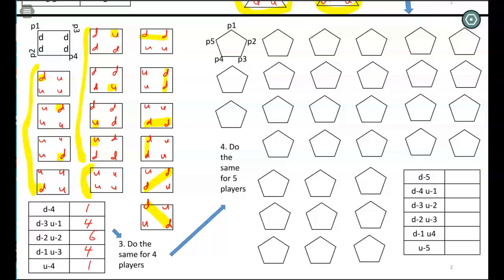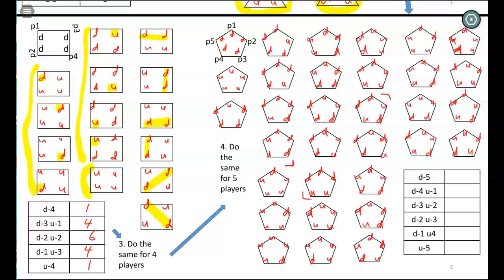Finally, let's do the 5-player scenario. Okay, the 5-player scenario, definitely try to be organized, okay, and try to group your patterns together. So go ahead and do that. Come back when you're done, and I will do it here, and I'll stop the video, and you pause the video too. Okay, so I finished my 5-player scenario.